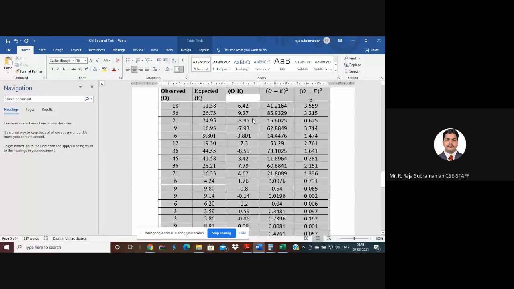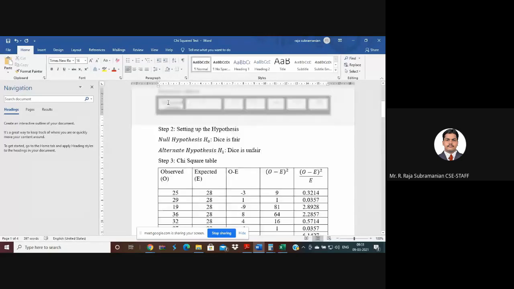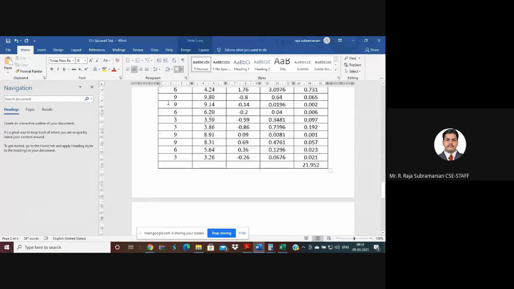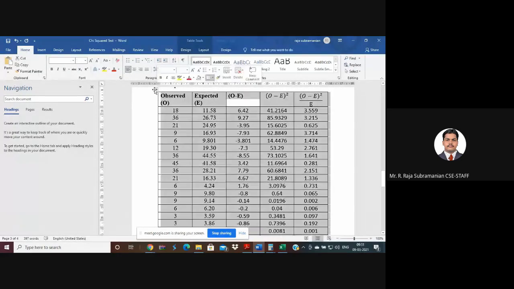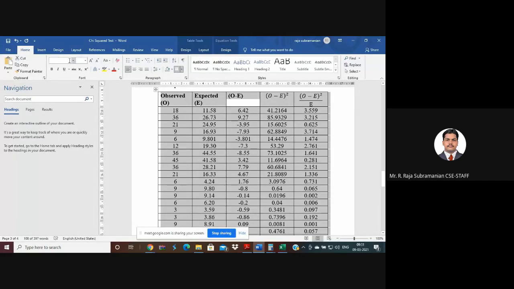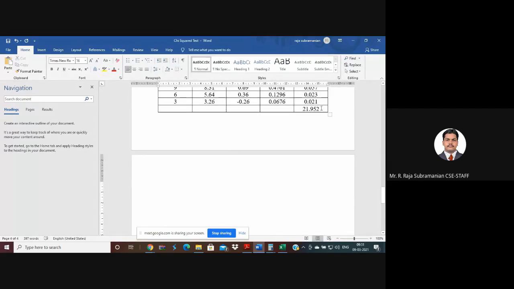I got the values here. So let us go down and see. Now I get the value 21.952. I need to check whether it is in the acceptance region or in the rejection region, right? So what do we have to do? I need to find the degrees of freedom, right?